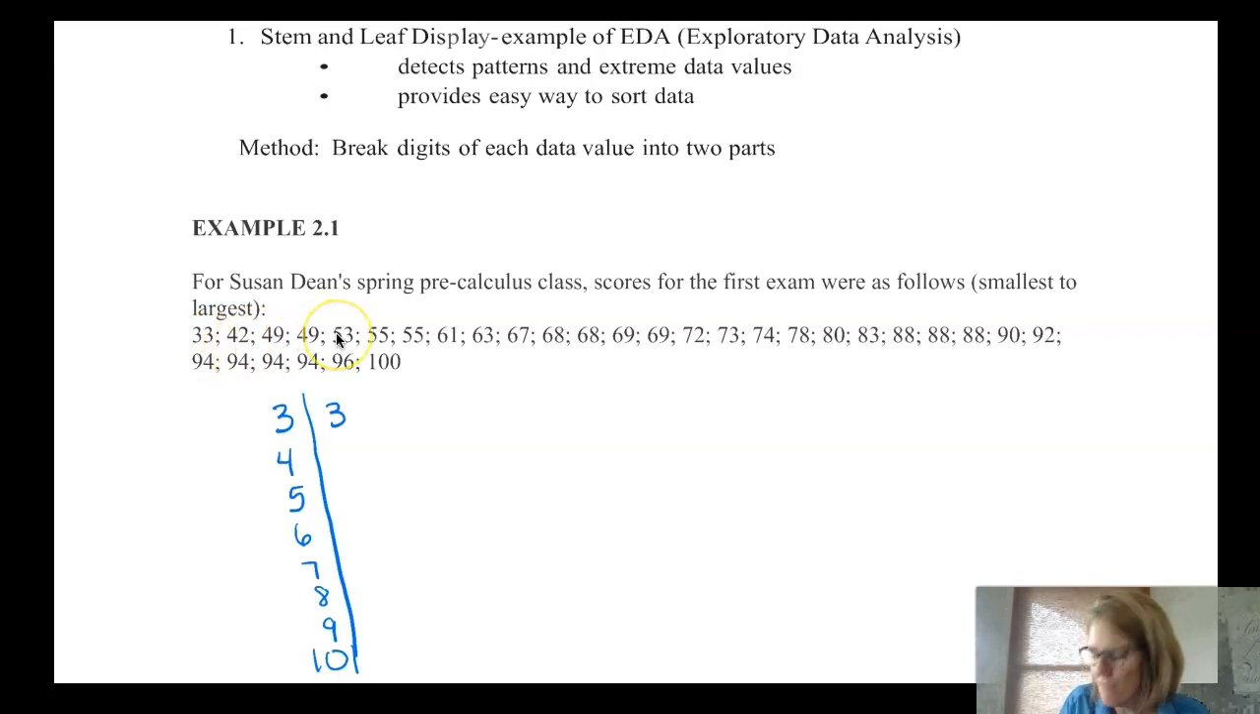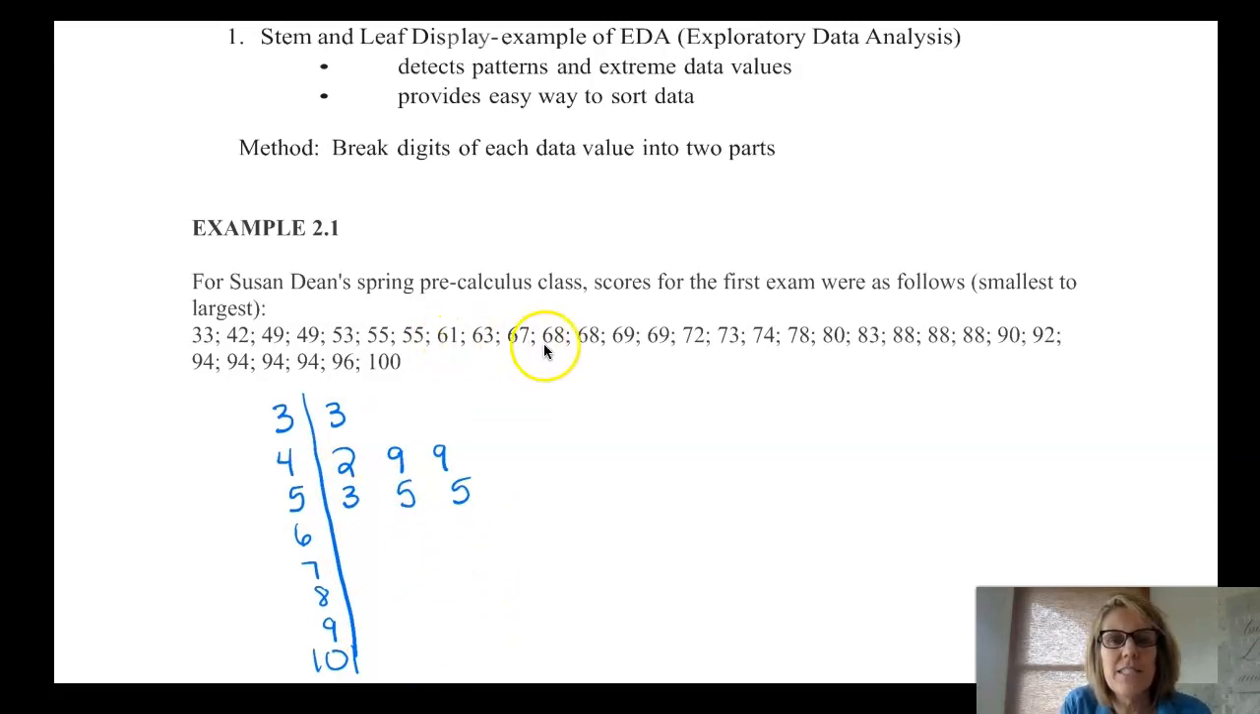Now we do the numbers in the 40s. We have 42, we have 49, and we have 49. Okay, and then we're going to do the numbers in the 50s. So we have 53, we have 55, and 55. Now you have to be neat when you're doing the stem and leaf displays. We can't crowd the leaves. We have to make sure we have them in columns because this gives us an idea of our shape.